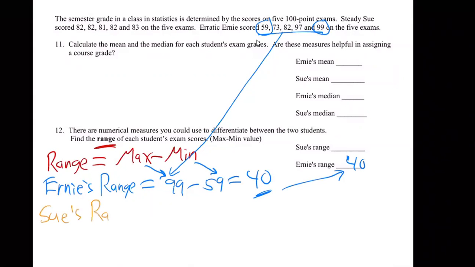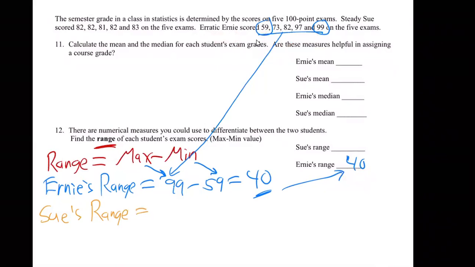So what do they mean by the range? I mean, what does that represent? That represents how far from the lowest to the highest. So for Ernie, his lowest score was 59 and his highest was 99. So that means he covered a distance of 40 points between those two. His scores changed by 40 points, 4 whole grades. That's how erratic Ernie was. He went from an F to an A, which is great actually. So the range shows how much variation there is in Ernie's numbers.